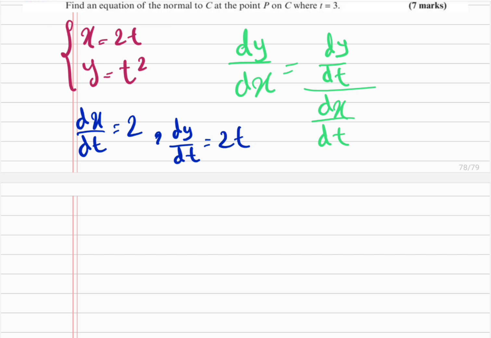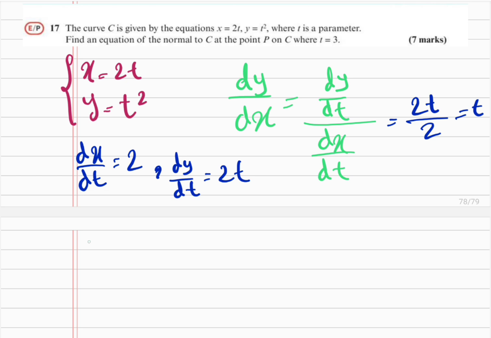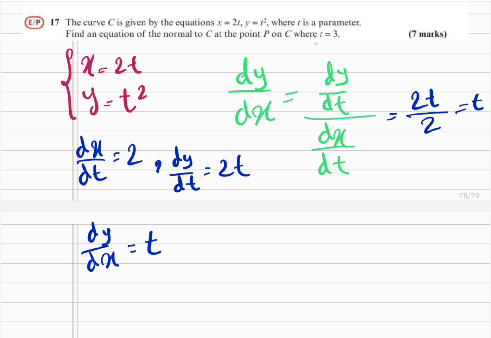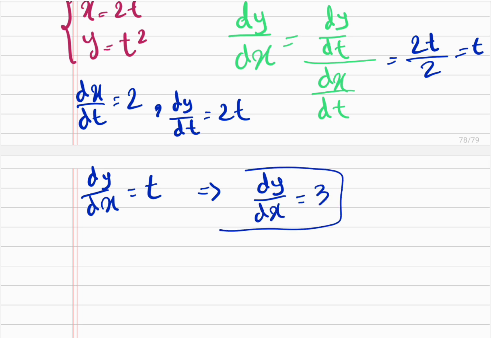Now that we have dx by dt and dy by dt, we can just substitute them into the formula to have 2t divided by 2, and that is just t. So t is the gradient function. So we basically got dy by dx is equal to t. And since t is equal to 3, that means the gradient is equal to 3, right? So this is the gradient. Now we have the gradient.